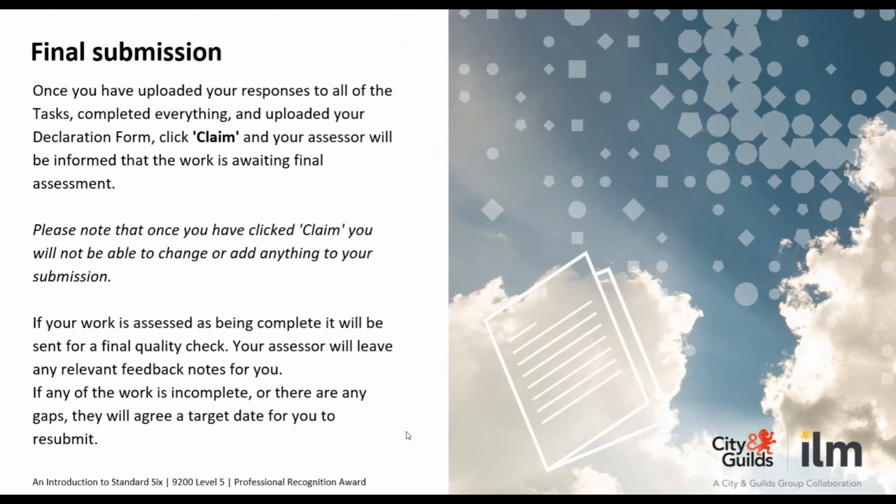So your assessor will assess your work. If they assess it as being complete, it then goes off for a final quality check, and then you will be informed when everything has been signed off, is the phrase we generally use. Your assessor will leave any relevant feedback notes for you underneath the evidence, as they've done with everything else they've assessed. And if any of the work is incomplete or there are any gaps or you have to do anything else, they'll agree a target date for you to resubmit. So once you're happy you've completed everything, click claim and wait then to hear from your assessor.